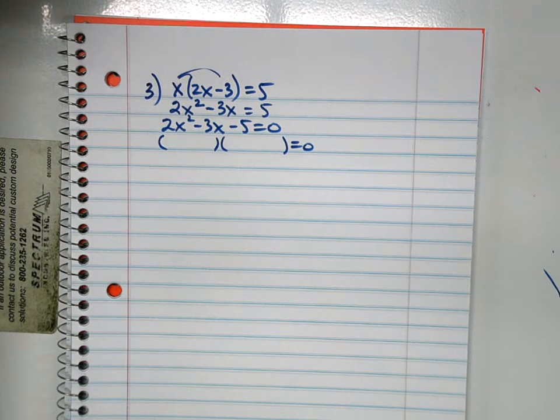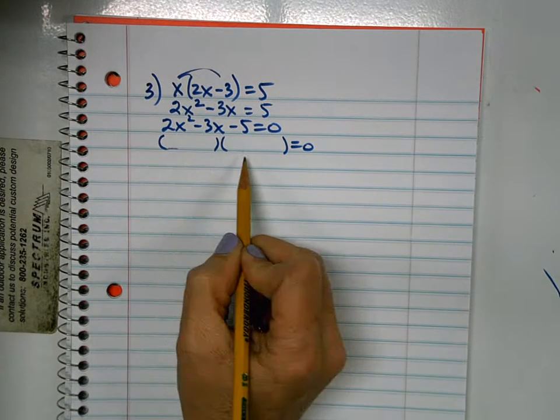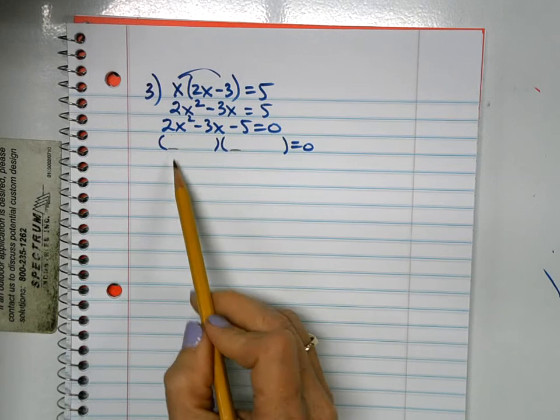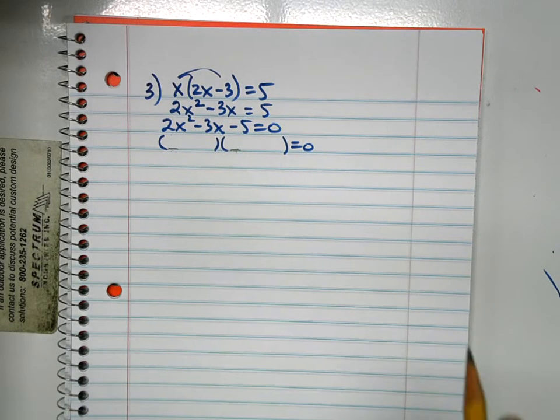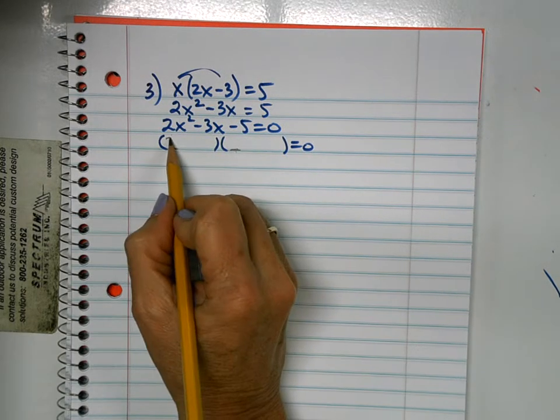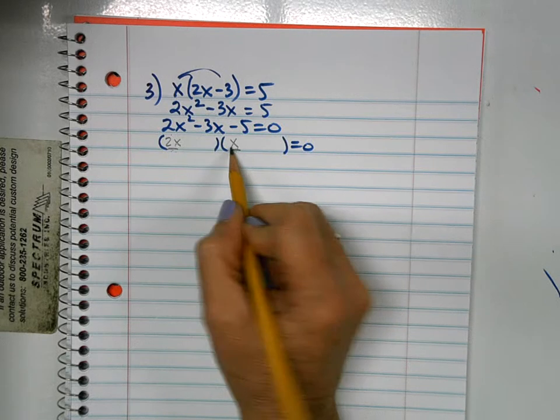Again, the idea is this first term, that 2x squared, we got by multiplying these two guys together. The first we get by multiplying those. There's only one way to do that. That's with a 2x and a 1x, right? The only factors of 2 are 2 and 1. So I'm going to put a 2x here and a 1x here.